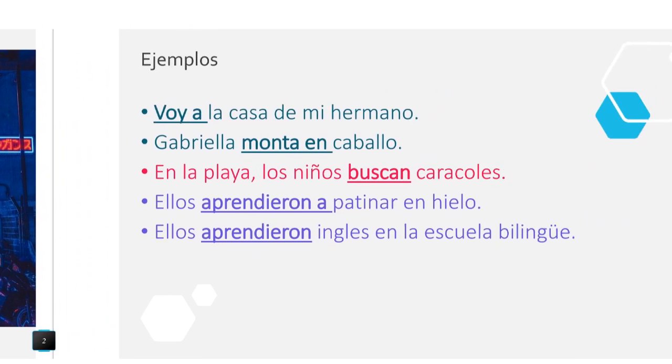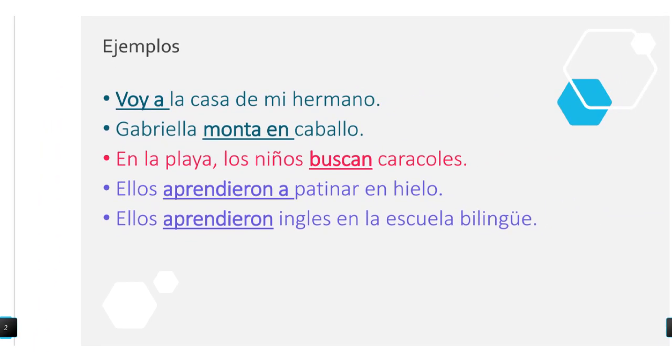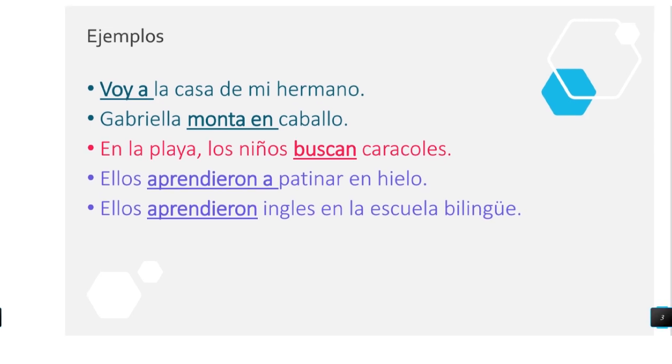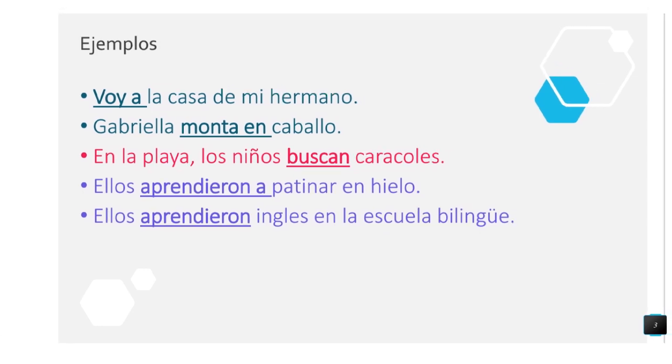Here's some ejemplos. So the verb ir almost always needs the preposition a. So, voy a la casa de mi hermano. You'll notice that that is a verb that almost always needs the preposition a. Another verb, montar, almost always takes the preposition en. So, un ejemplo, Gabriela monta en caballo. So those are just two examples of verbs that almost always take a preposition. And in these two cases, they usually take the same preposition.